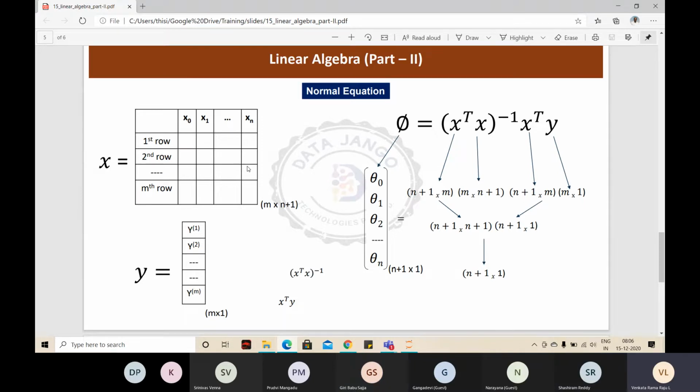So theta 0, theta 1, theta 2, and so on, theta n are the unknowns. The number of unknowns must be less than or equal to the number of equations. Then only you will be able to solve the equations. That's one of the linear algebra concepts. So if you have 20 columns and 10 rows, your unknowns are 21 and your equations are 10. So you will not be able to solve the equation.